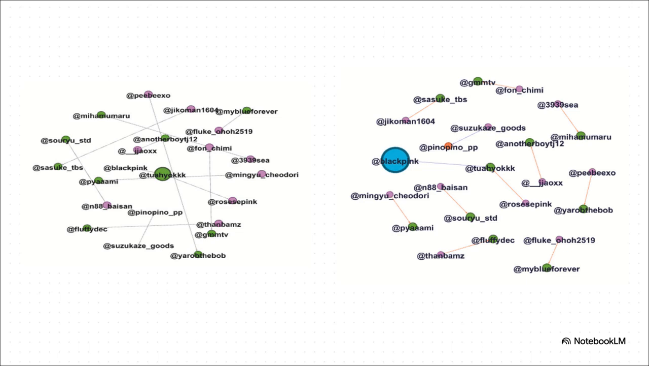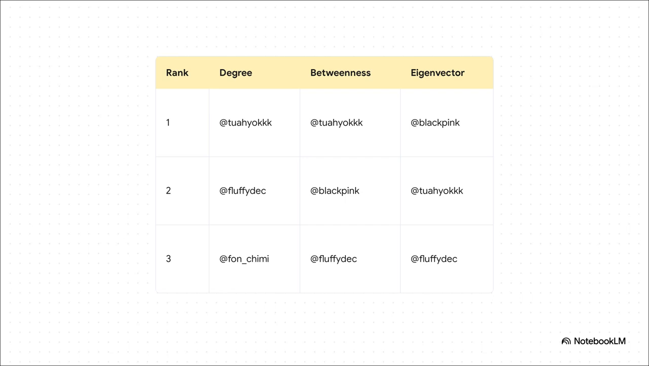It might not have the most direct connections, but its connections are to other powerful accounts, and that gives it incredible influence. And the data just backs this up completely. I mean, look at this. If you only look at who has the most connections, degree centrality, the winner is at Tua Hayuyi K. But when you apply eigenvector centrality, the K-pop group Blackpink jumps all the way to number 1. That single change in how we measure importance completely rewrites the story of who's on top.